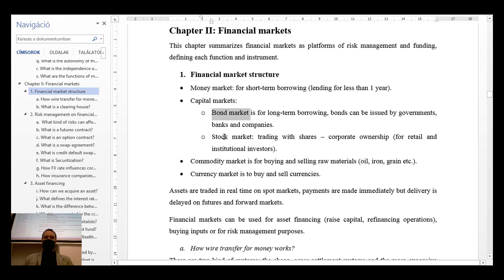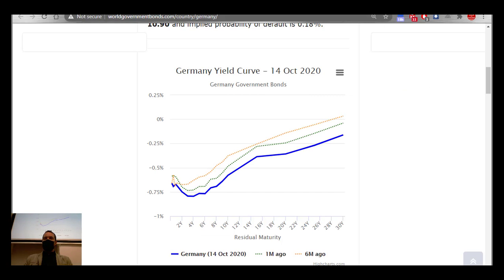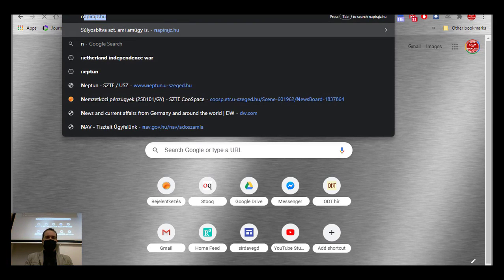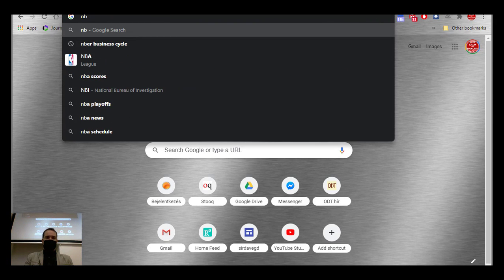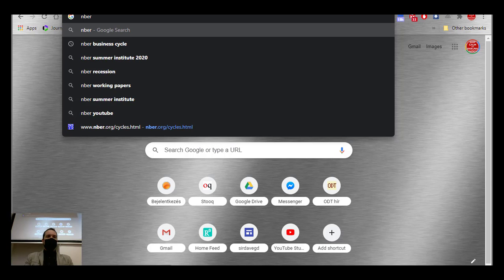So bonds are special, but at the same time we can say the same about stock markets. First of all, we have to realize that a really small segment of the corporate sector is actually listed on the stock markets. It's a really narrow part. There is also a good paper about it, published by the National Bureau of Economic Research in the US.